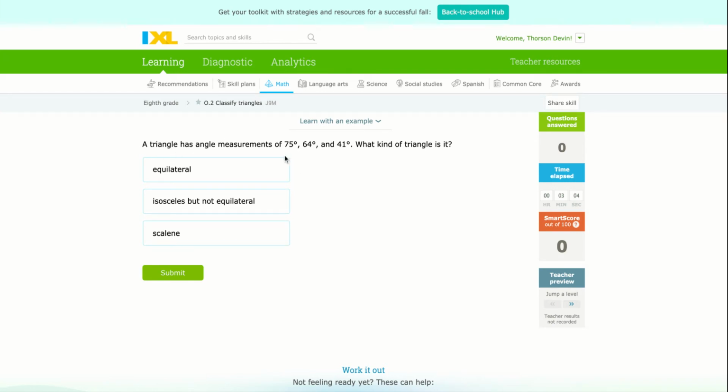This is asking, a triangle has the measure of these three angles, because a triangle has three angles. One measures 75, one's 64, and one's 41. We want to know if it's equilateral, isosceles, or scalene. Well, equilateral, if you look it up, all three angle measures would have to be the same. Isosceles, two of the angle measures would have to be the same. Scalene means all three angle measures are different. So this would be a scalene triangle.